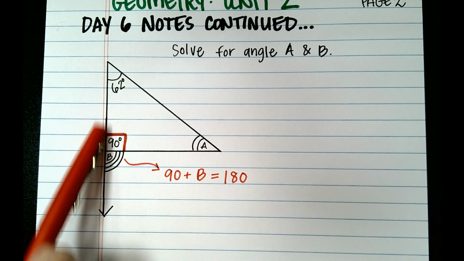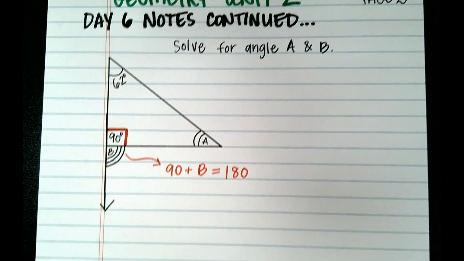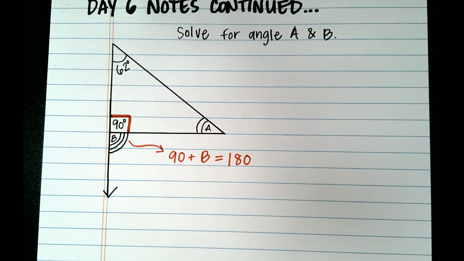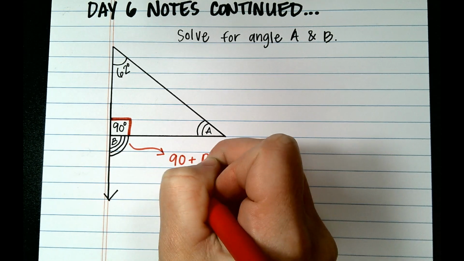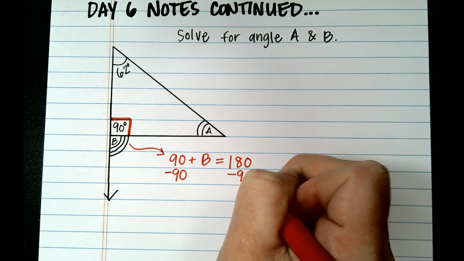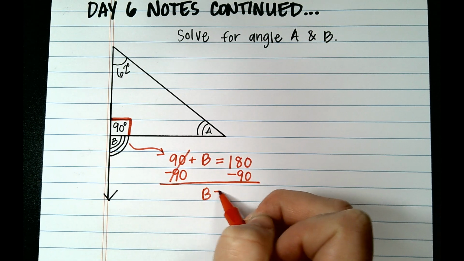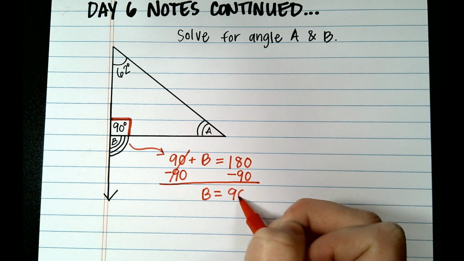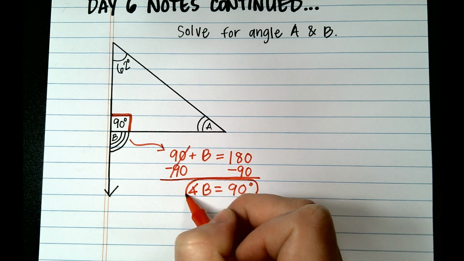They also form a straight line. Anytime you have angles that form a straight line, you have 180 degrees. So how would I do to solve this? Subtract your 90. Good. From both sides. And we would get B equals 180 minus 90 is 90. So angle B is 90 degrees.